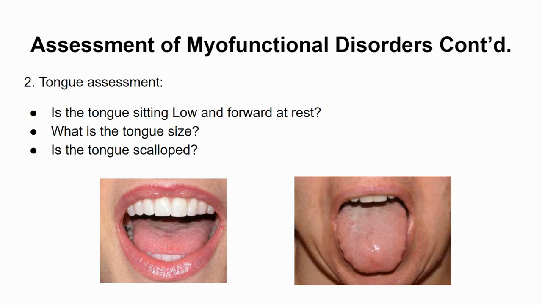Continuing with the assessment of myofunctional disorders, next on our list is the tongue assessment. Is the tongue sitting low and forward at rest, which means it's not making proper contact with the roof of the mouth? What is the tongue size? Is the tongue enlarged? Is the tongue scalloped? Now, usually when you see a scalloped tongue, that's an indication that the tongue is not fitting adequately in the oral cavity, and the teeth are literally biting the sides of the tongue. Now, any of these contributing factors may also signal an airway impingement.